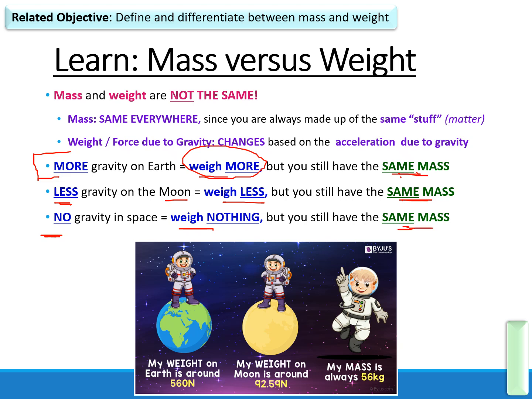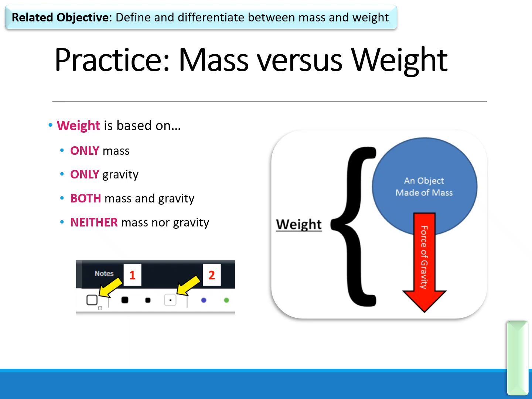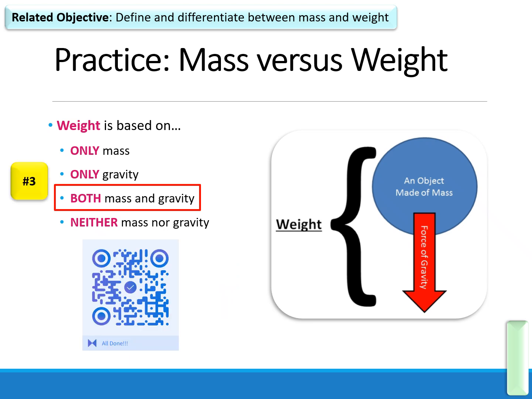Absolutely nothing. But I'm still going to have the same mass. So that brings me to this question right here. What is weight based on? Is it based only on mass? Is it based only on gravity? Or both mass and gravity? Or neither mass nor gravity? And if you chose both, then you would be correct, right? And that is the answer to question number 3.